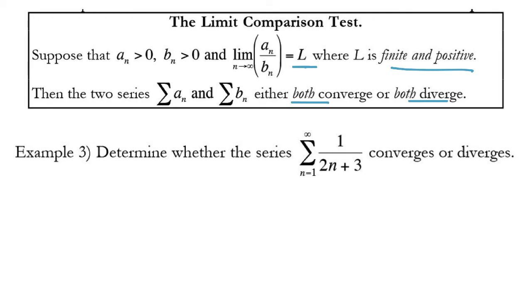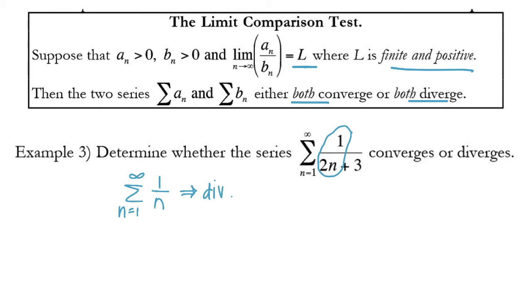So let's see some examples with that. Let's look at example 3. It asks us to determine whether or not this series converges or diverges. So let's look and see right here. If we isolated just that one term, really that looks an awful lot like our series, the sum from 1 to infinity of 1 over n. Looks very similar to that, and we know that this series diverges.